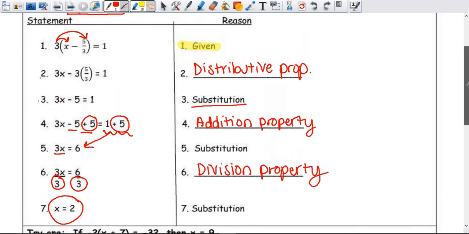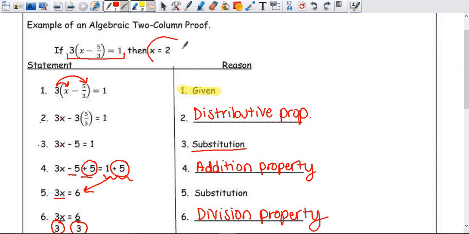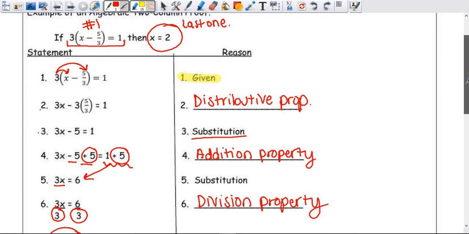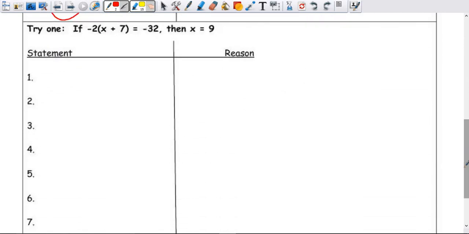Notice how the last step of my proof matches my conclusion in my conditional statement. So your hypothesis should be your step number 1, and your conclusion should be your last one. We don't know how many steps something might take until we actually solve it out, but that will always be your last statement. All right, let's do another example.